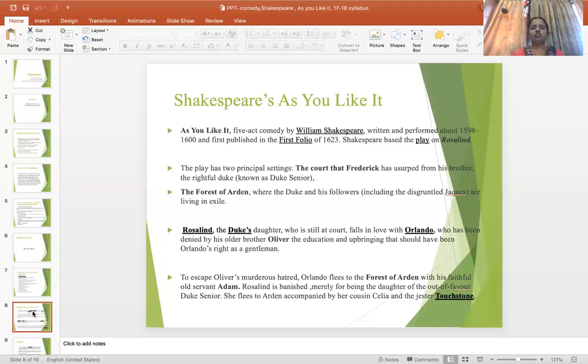Rosalind, the duke's daughter, who is still at court, falls in love with Orlando, who has been denied by his older brother Oliver the education and upbringing that should have been Orlando's right as a gentleman. To escape Oliver's murderous hatred, Orlando flees to the forest of Arden with his faithful old servant Adam. Rosalind is banished merely for being the daughter of the out of favor Duke Senior. She also flees to Arden, accompanied by her cousin Celia and the jester Touchstone.